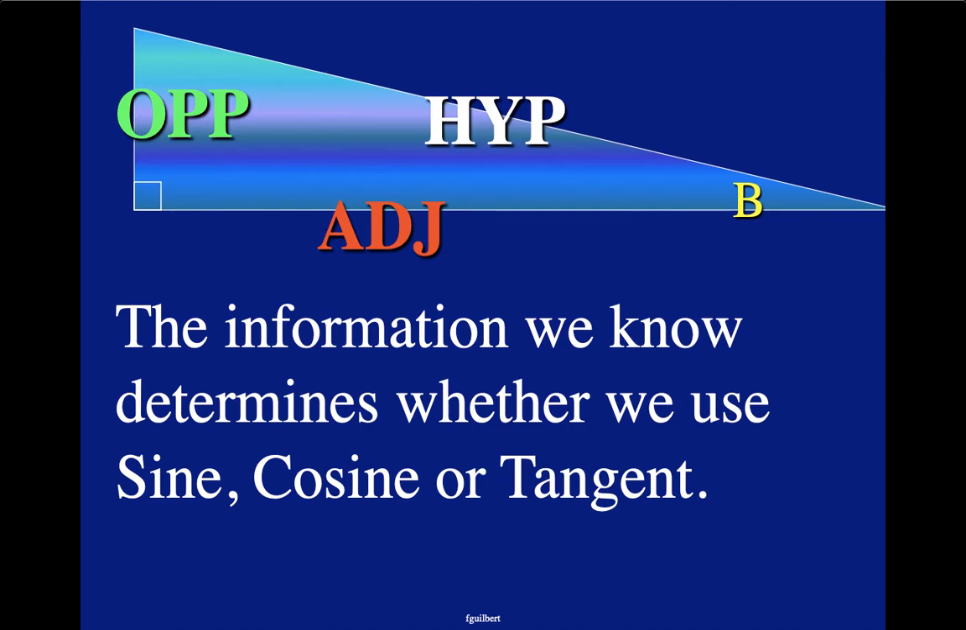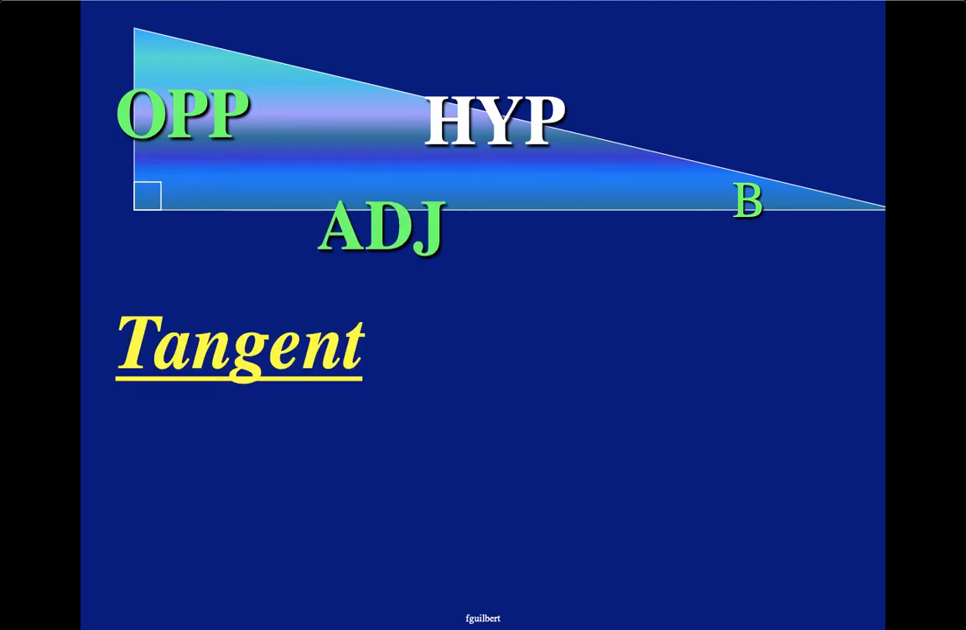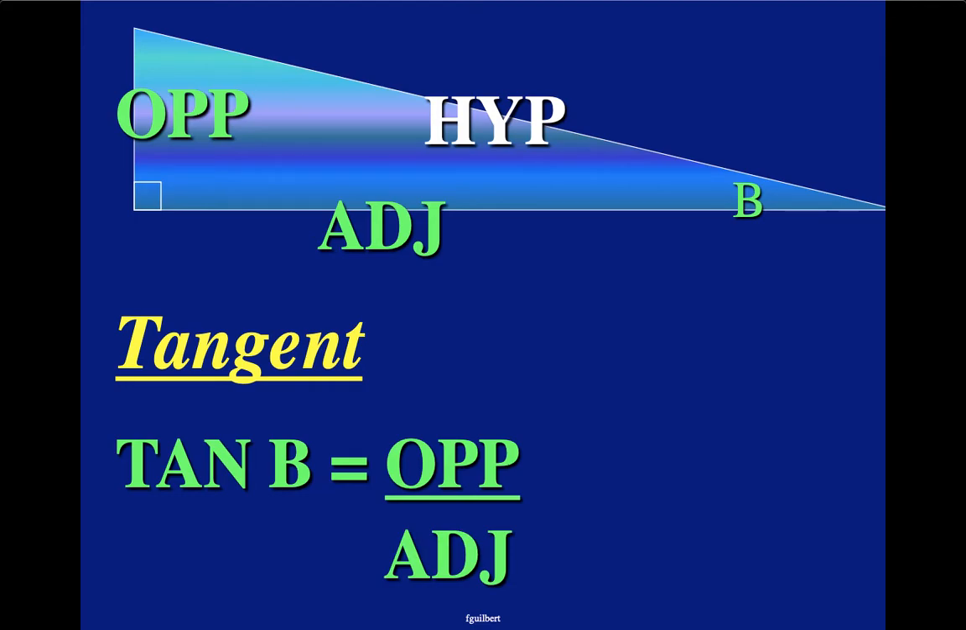The information that I know will determine whether we want to use a sine or cosine or a tangent. Today we'll only take a look at the tangent ratio. The tangent of angle B, over here, is the opposite side over the adjacent side. Notice I abbreviate the word tangent to 3 letters, tan. I can also use the first letter of each of the words tan, opposite, and adjacent to come up with T equals O over A.